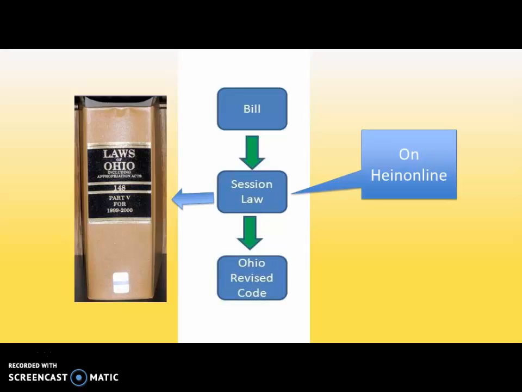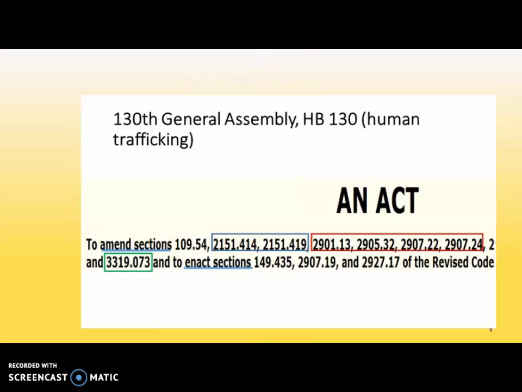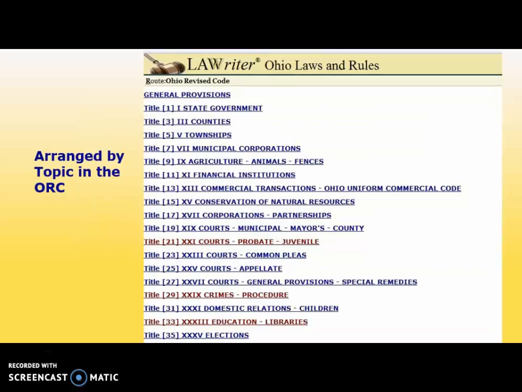PDF copies of the Laws of Ohio are on HeinOnline. Changes made to various Ohio Revised Code sections by the session law are incorporated into the Ohio Revised Code. For example, here we see that House Bill 130 amended Ohio Revised Code sections in Titles 21, 29, and 33, and enacted sections in Titles 1 and 29. So House Bill 130 makes changes to Titles 21, 29, and 33 of the Ohio Revised Code.